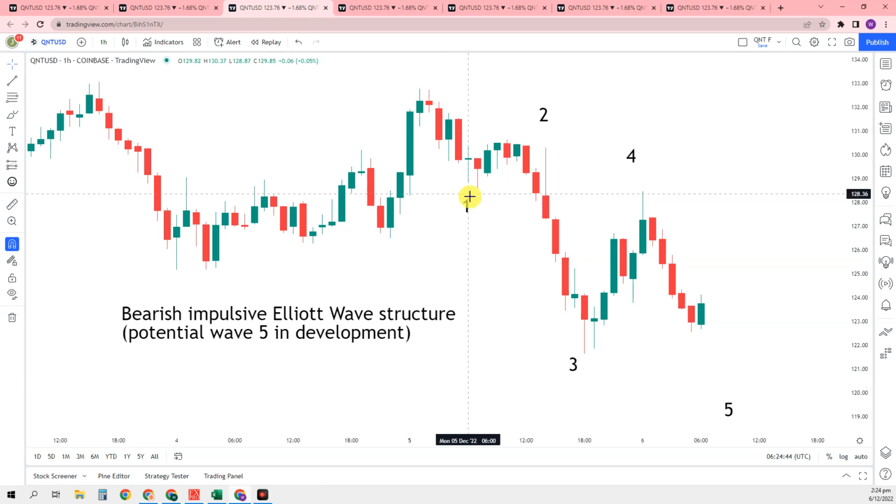Secondly, we have the bearish impulsive Elliott wave structure. Currently there's a potential wave 5 that is building up, and we can confirm that it is a wave 5 once the low of the wave 3 is taken out.